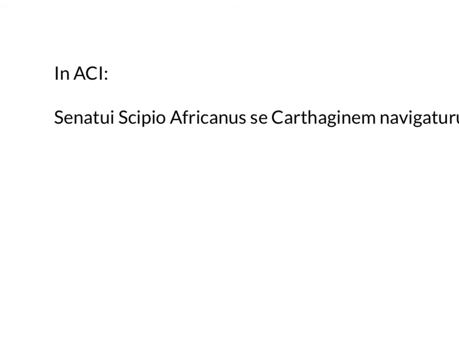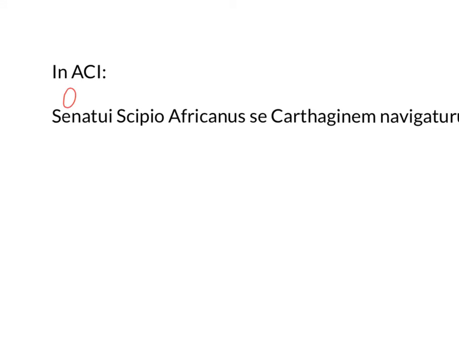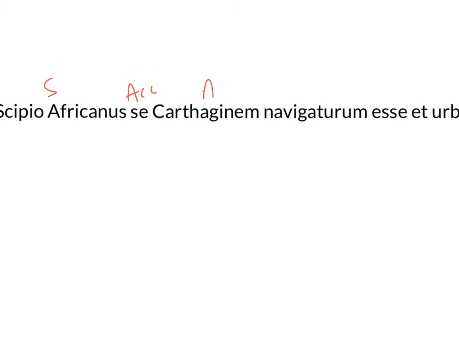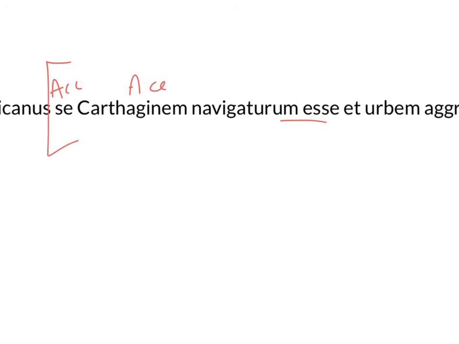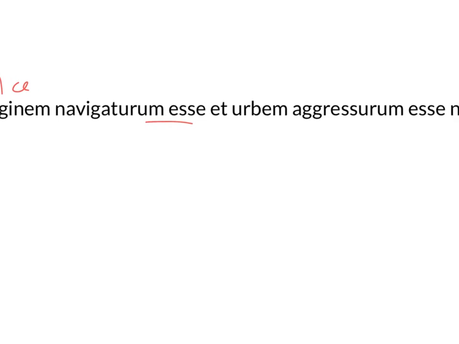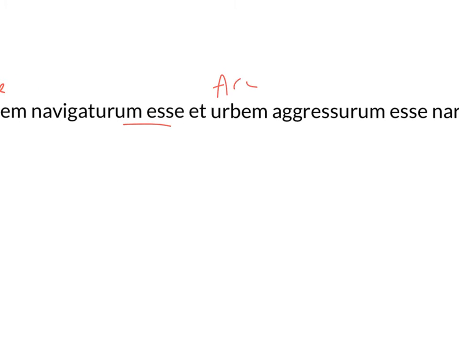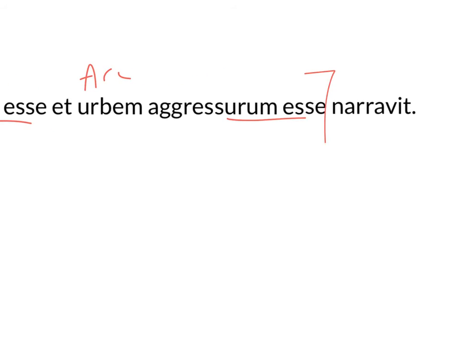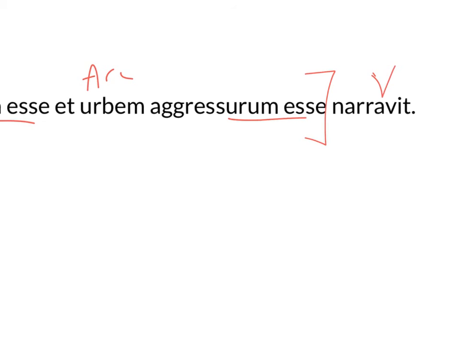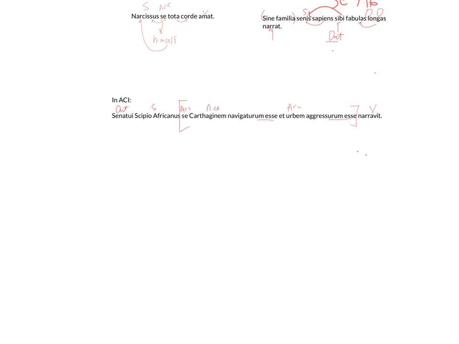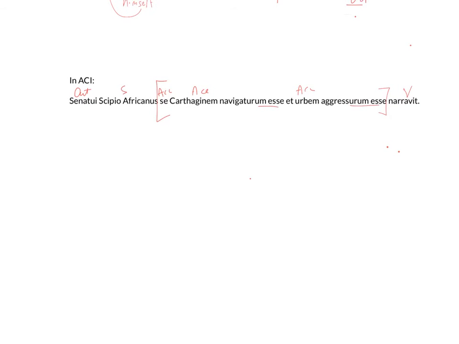Here we have senatui, Scipio Africanus, and then se is our accusative. We don't have an ablative probably. Carthaginem is another accusative. And with this infinitive, I'm thinking this is an ACI. We have a nice future infinitive there. Et urbem, accusative, future infinitive yet again, and we have narravit, our verb to tell again. So we have Scipio Africanus told to the Senate that. Nice ACI. Now, what do you do with the se?